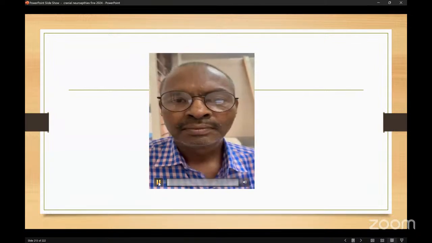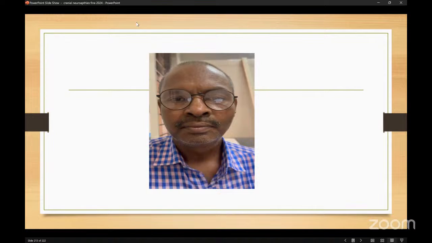So what do you think is the localization for this case? You can also hear the voice is hoarse. Can anybody answer? It is the 12th cranial nerve. Along with that, there is hoarseness of voice. So there is involvement of the 10th cranial nerve as well, right? So there is a 10th and 12th cranial nerve involvement.